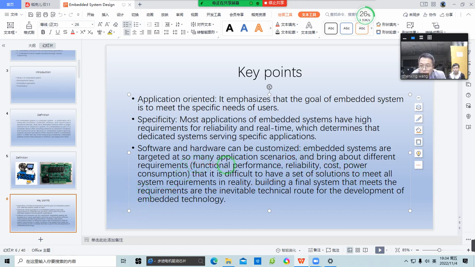Different application scenarios need different hardware and software adaptation, and bring about different requirements. For example, functional performance, reliability, cost, power consumption. Power consumption is very important where battery is limited. In some places, only batteries are used. For example, Internet of Things devices installed remotely in rural places, so power consumption is very important. Some devices need to keep running 3 years, 5 years. So you must consider power consumption.